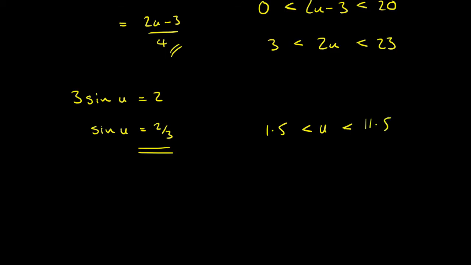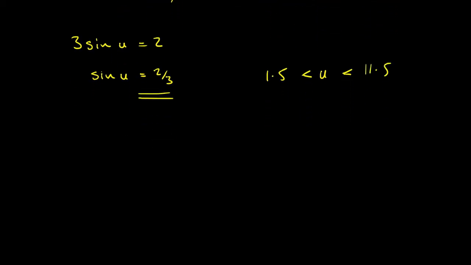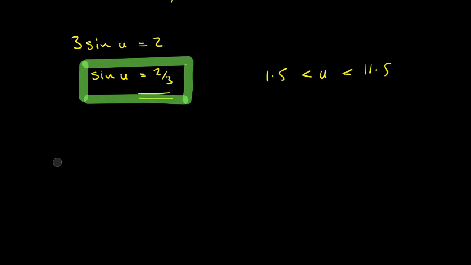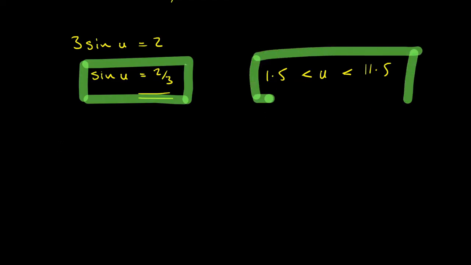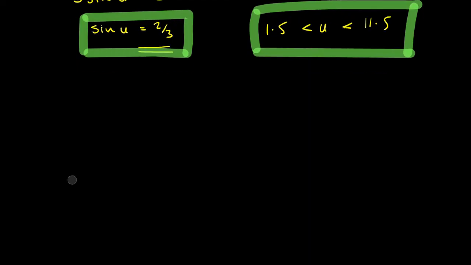So I know some of you may not like the way I've done this, but essentially what I'm trying to do is rewrite the question in a way that is a bit easier. We are now trying to solve sine u equals 2/3 between these values, where u is from 1.5 to 11.5. Now, there are two ways of doing that. I could draw the graph of sine u, or I could use the unit circle. I'll draw the graph of sine u to be like the previous question, but I'll also try to go through the unit circle as well.